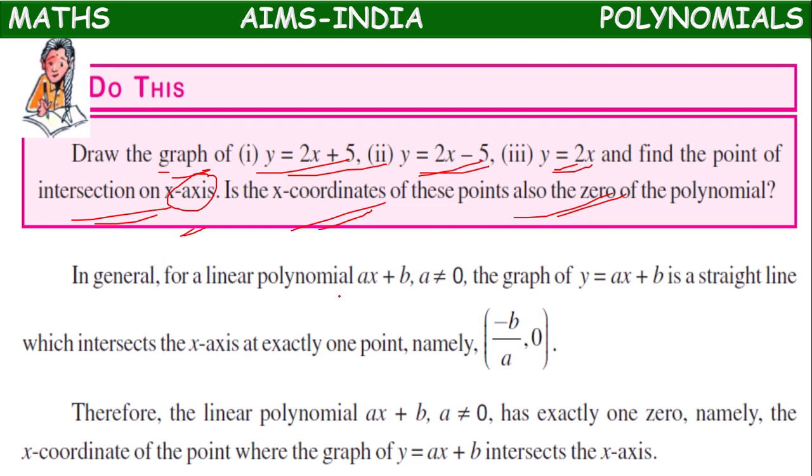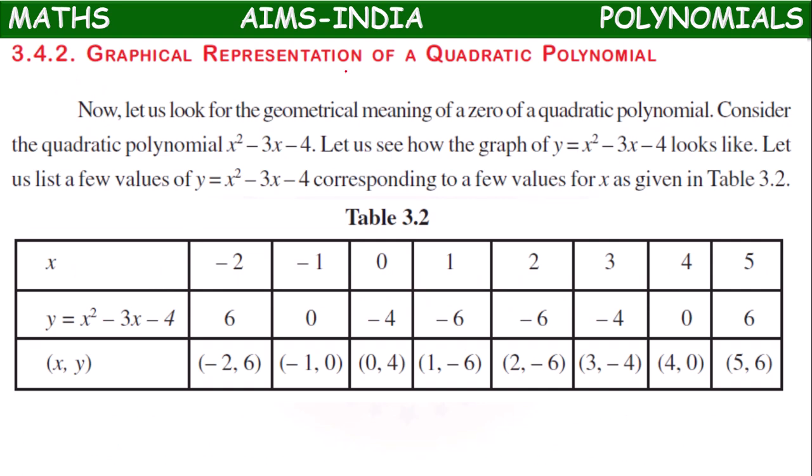In general, children, without drawing the graph also, we can tell directly. If ax plus b is there, it will meet the x-axis at the point minus b by a comma 0. It is meeting the x-axis, meaning the y value will be 0. So drawing a graph for a linear polynomial is quite easy.